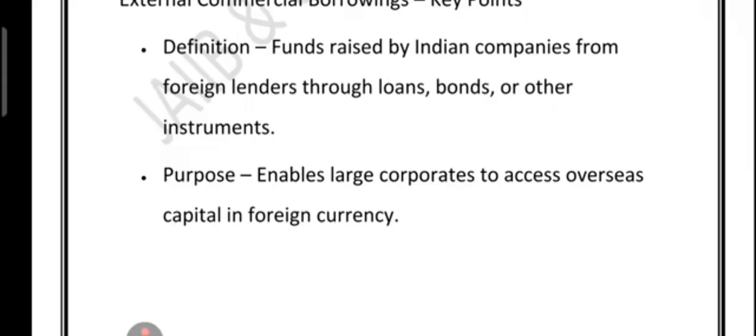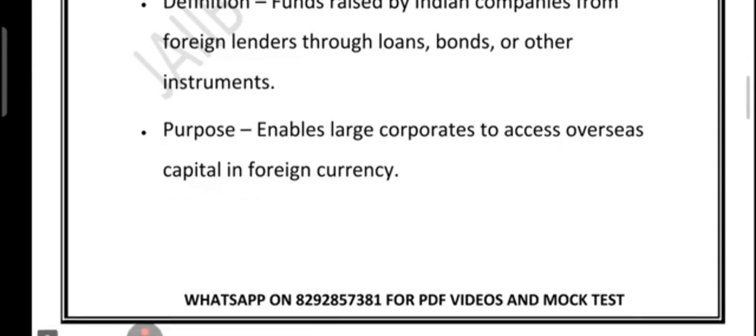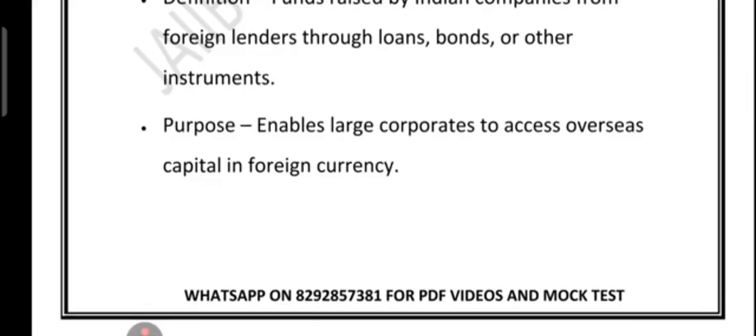So ECB, we are talking about whenever an Indian company borrows money from a foreign lender. This is called external commercial borrowing. So loans, bonds, financial instruments, these are the ways through which ECB can be done. It means an Indian company borrows money, either through a loan or bonds or financial instruments, right? So a company goes into ECB to access a large amount of money in foreign currency. That's why they go into external commercial borrowing.